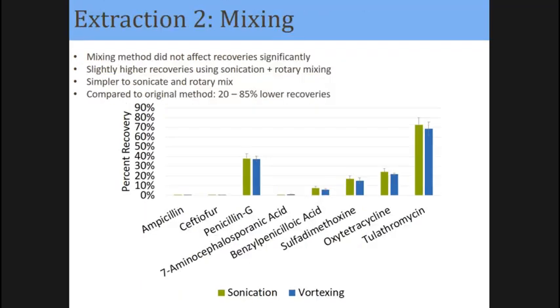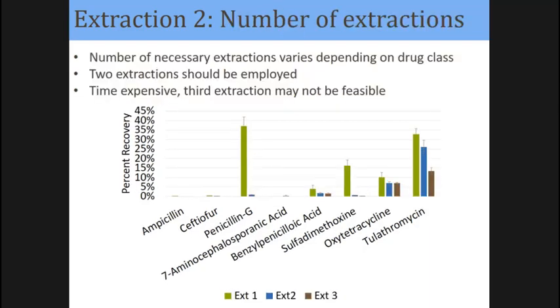And for mixing, we found that there was really no significant difference between sonicating and vortexing, so we stuck with sonicating. These are the same recoveries as before. And also, we have 20 to 85% lower recoveries than the original method that I followed through. And so I'm not sure, there may be something I'm doing in lab, but I have not yet been able to recover anything to the degree that these papers are recovering things.